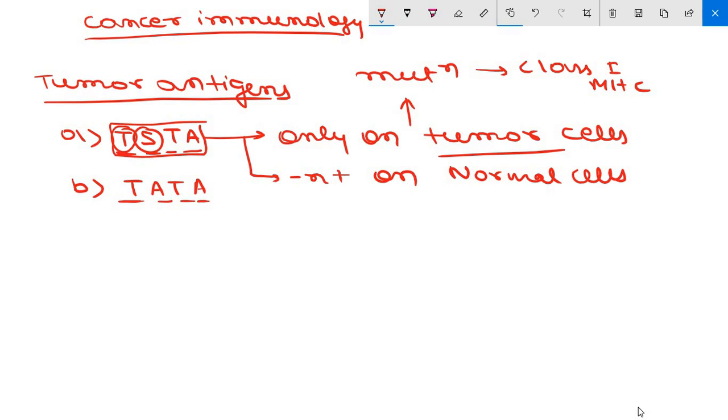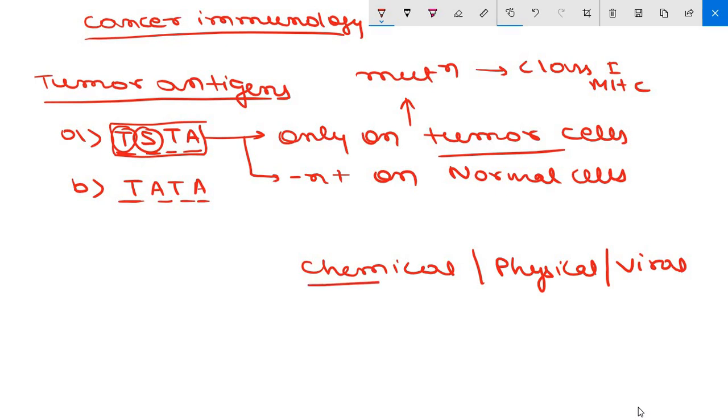Clear? So once again, revising: cytosolic processing of those proteins will give rise to novel peptides that are presented with class 1 MHC molecules, inducing a cell-mediated immune response by tumor-specific cytotoxic T lymphocytes. Now, these TSTA are induced on tumor cells either by chemical carcinogen, physical carcinogen or viral carcinogen.